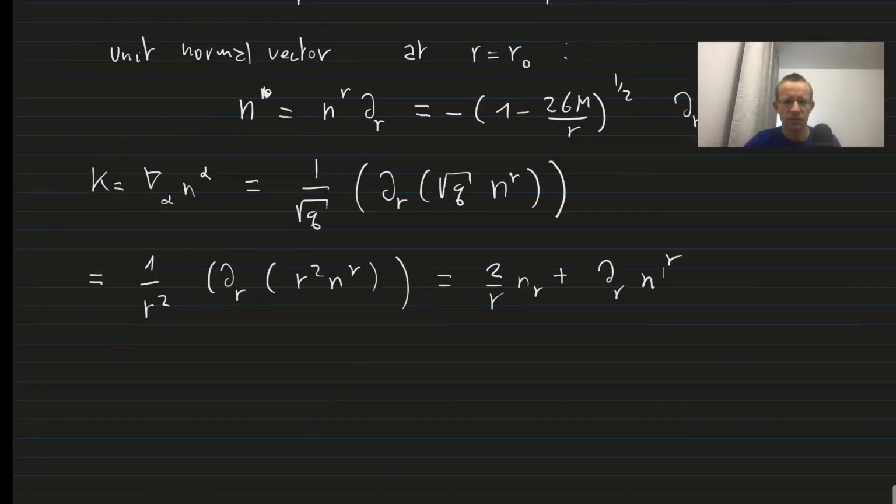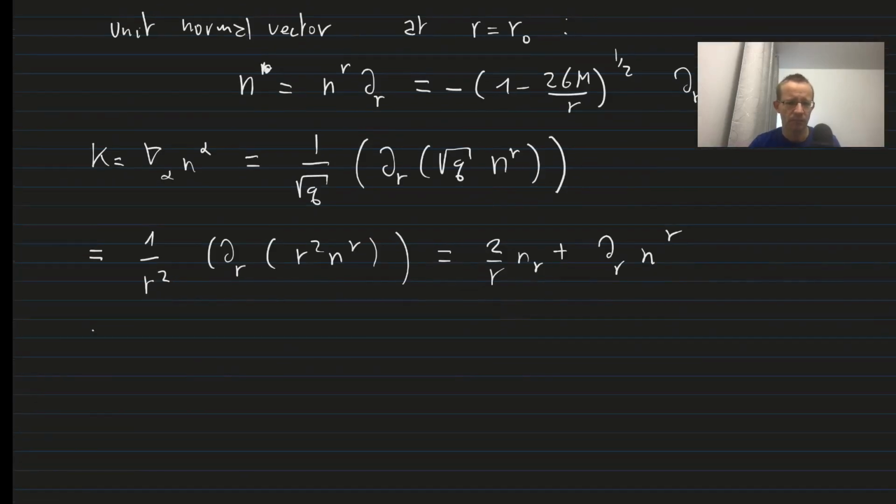So then we need to compute this. We'll get 2 over r times n^r plus d_r of n^r, which is going to be minus the square root, times a half, minus a half times 2GM over r squared.